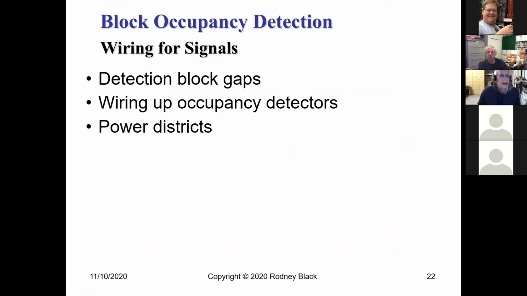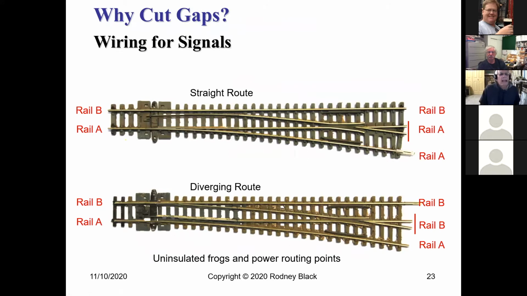Okay, let's dig down. I'm going to look at block occupancy detectors primarily. So we're going to look at where you put your block gaps, how you wire them up, and how you do power districts. Okay, why do you want to cut gaps? First thing is, I think most of you know this, but if you have power routing, uninsulated frogs and power routing points, you have to cut them just so you don't get shorts. That's all I'm saying here.